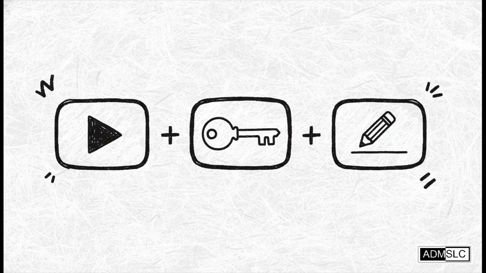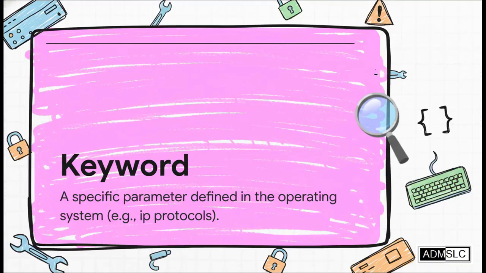After that, you'll often have keywords that narrow down the action and arguments that provide the specific details. So let's break down what those last two things really mean. A keyword is a specific option that's already built into the operating system. You can think of it like a multiple choice question. The system gives you a set of choices, and you just have to pick the one you need. You can't just make one up on the fly.